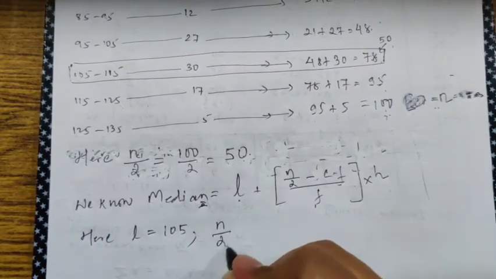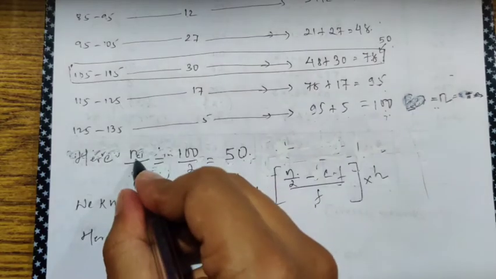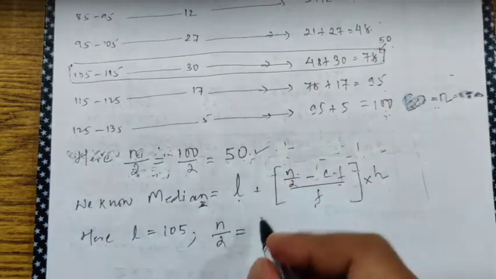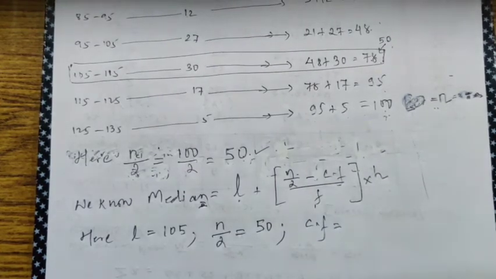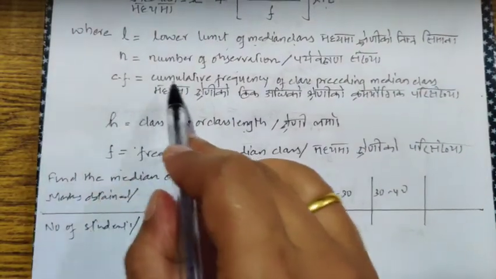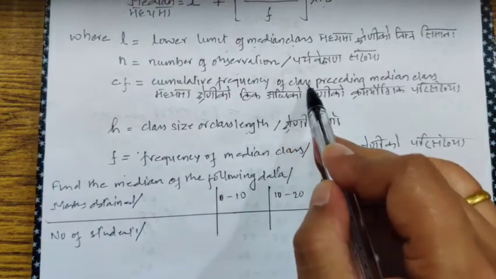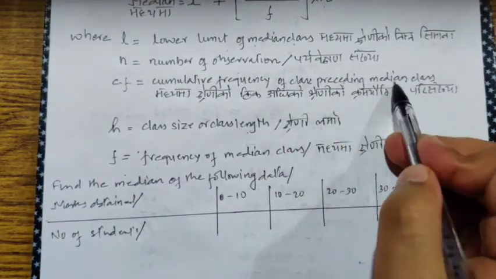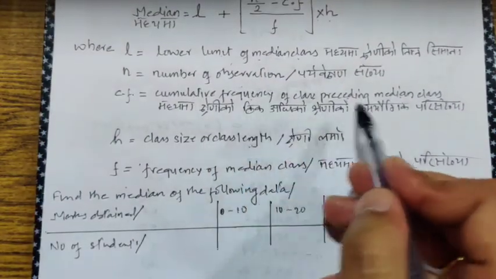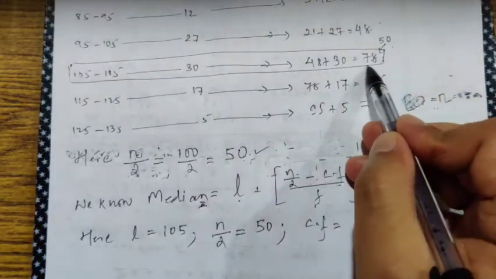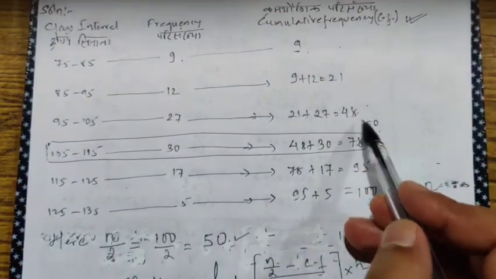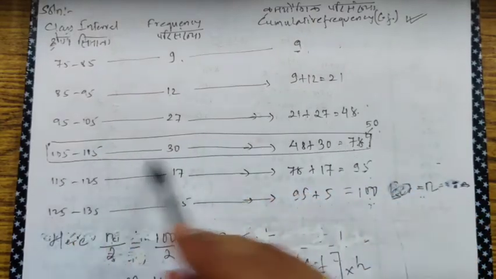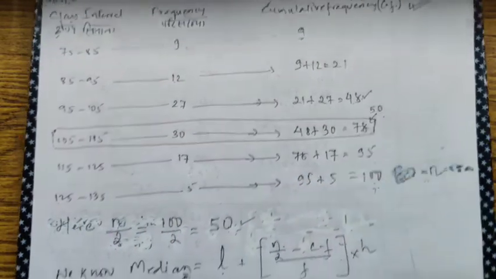Okay, n by 2, which means what's the value of n? n by 2 is already how much? 50. You have already taken it out. n by 2 is 50. CF. What's the value of CF? Again, go back to your formula. CF is the cumulative frequency of the class preceding the median class. Preceding means before the median class. This is the median class. So what's the cumulative frequency before the median class? 48. So the value of CF is 48.